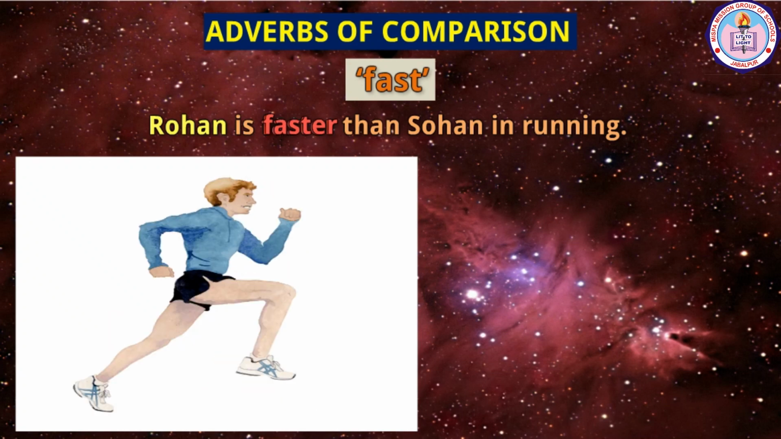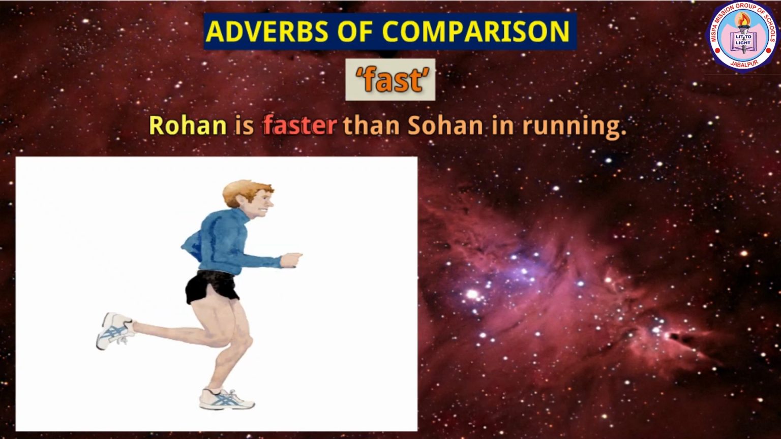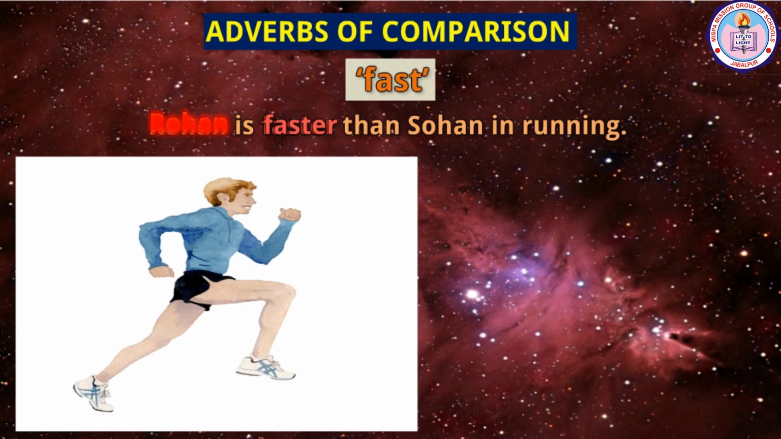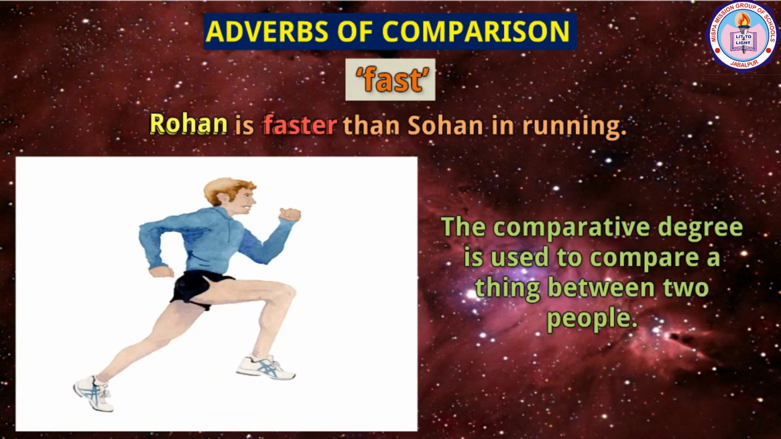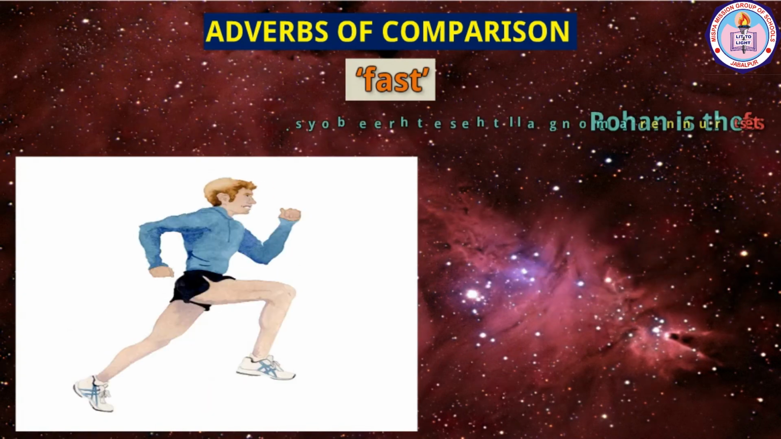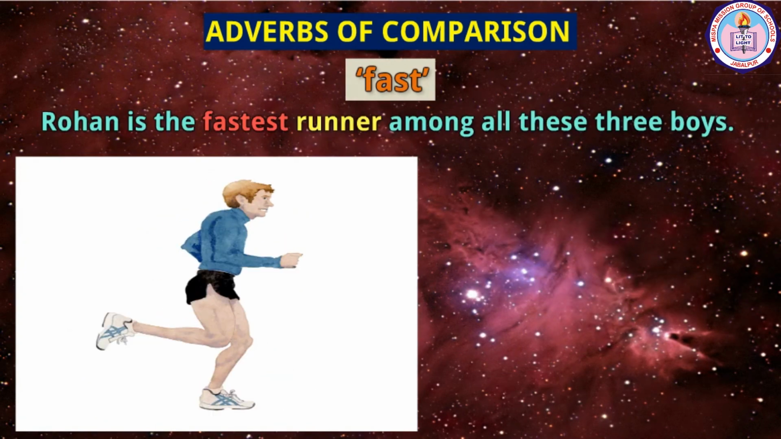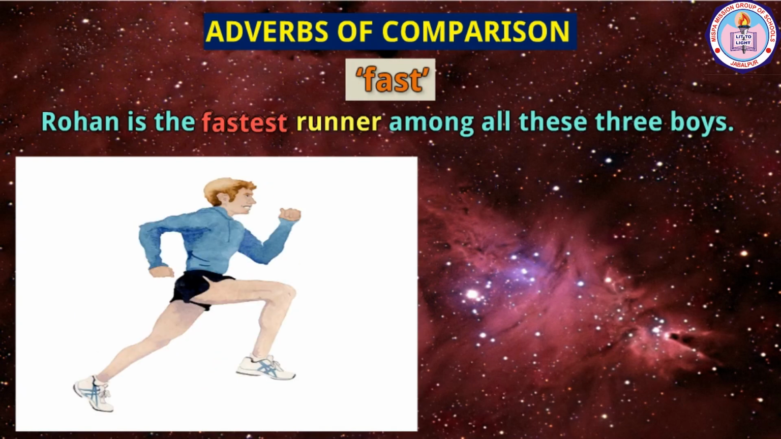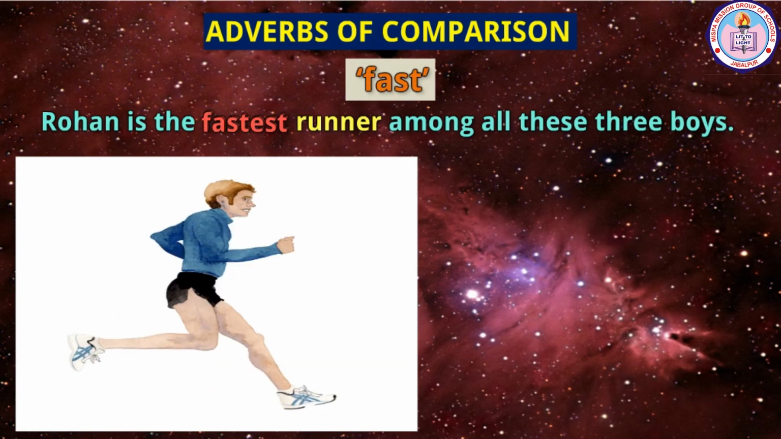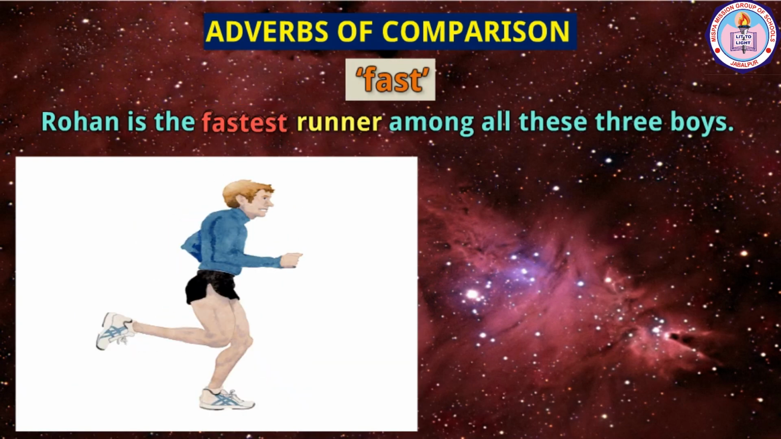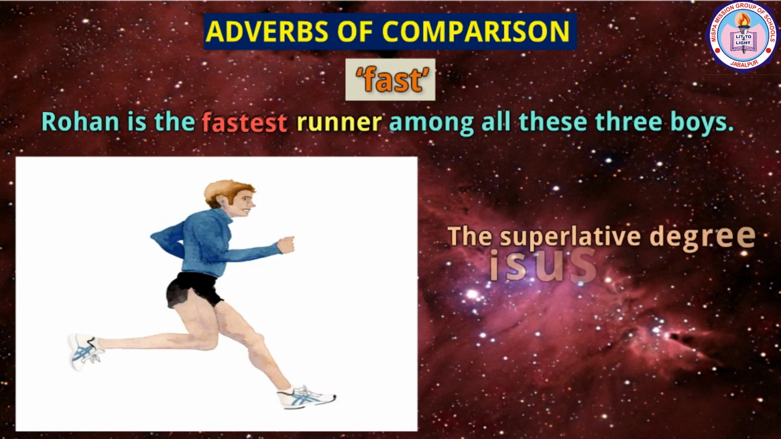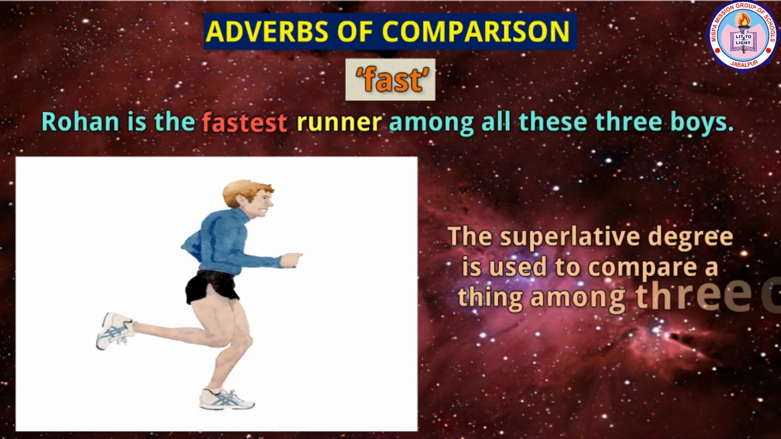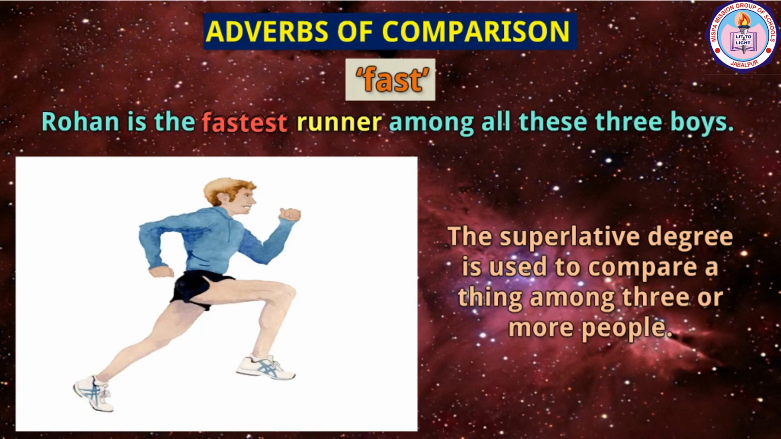Here also, faster is an adjective in comparative degree that describes the noun Rohan. The comparative degree is used to compare a thing between two people. Rohan is the fastest runner among all these three boys. Here also, fastest is an adjective in superlative degree that describes the noun runner. The superlative degree is used to compare a thing among three or more people.